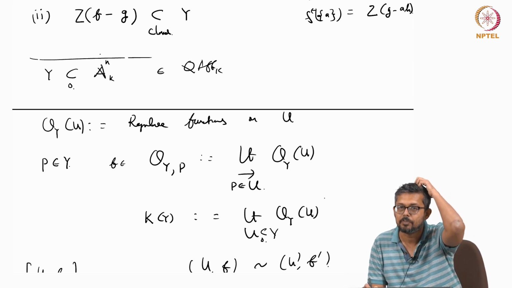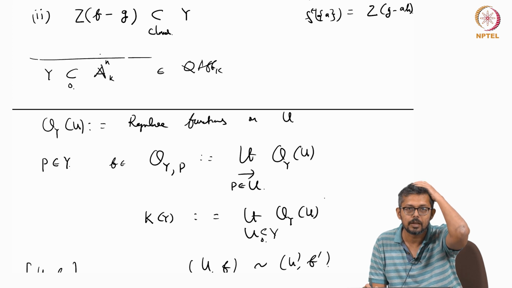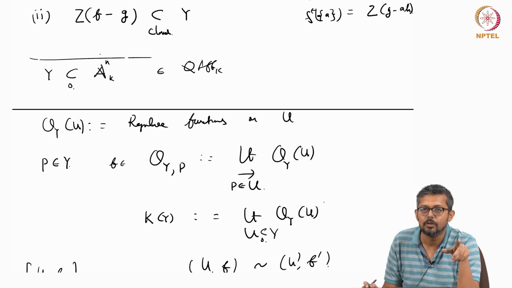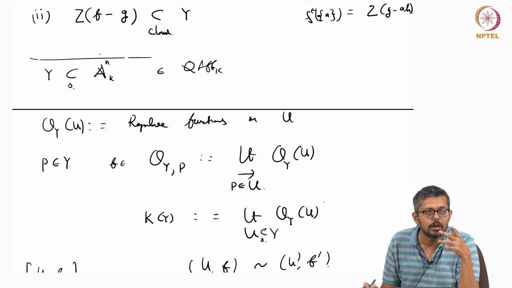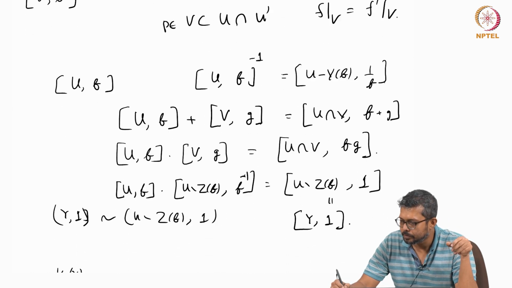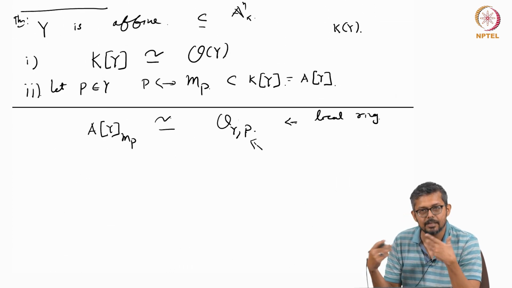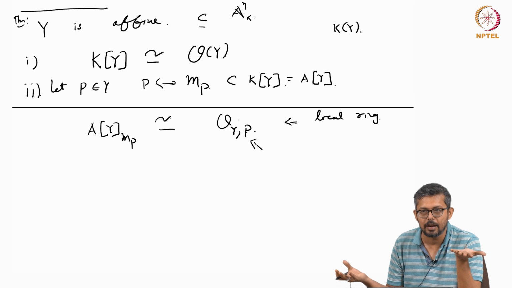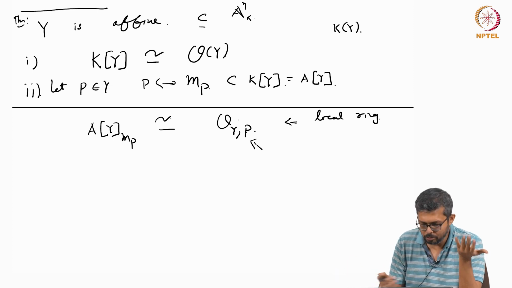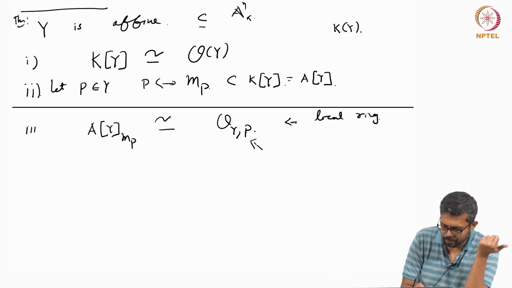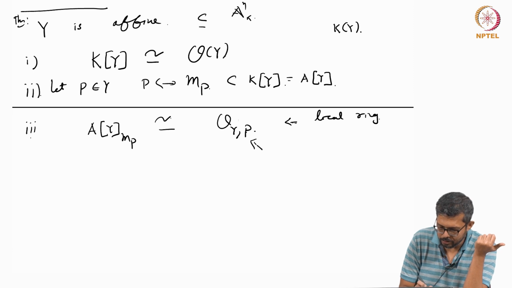The germ at P is the equivalence class of pairs (U, f), where U is an open subset of Y and P belongs to U. So the point is that that is another local ring that cannot be naturally defined, but these two rings are isomorphic. Oh, sorry, this is 2.